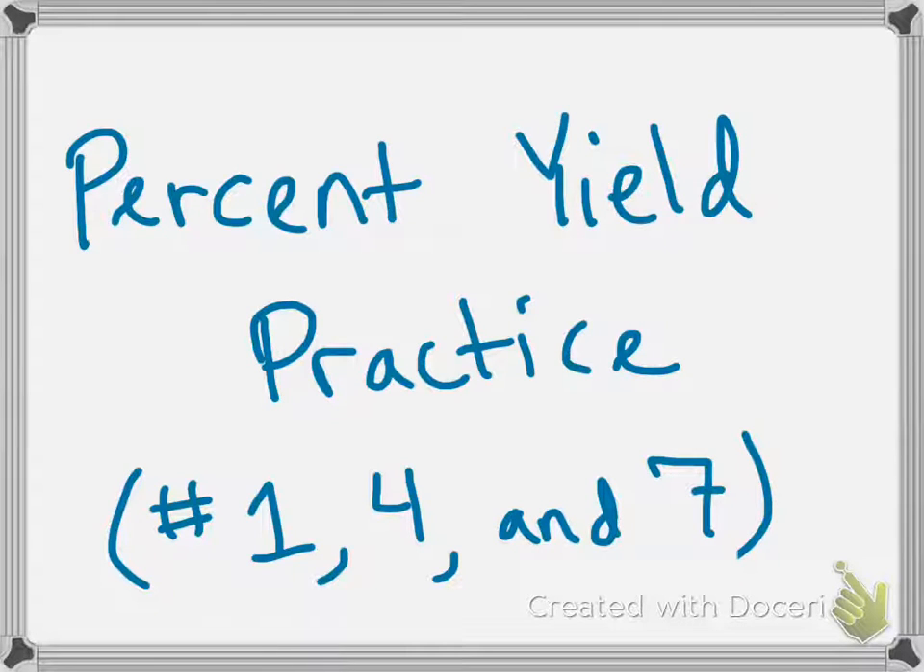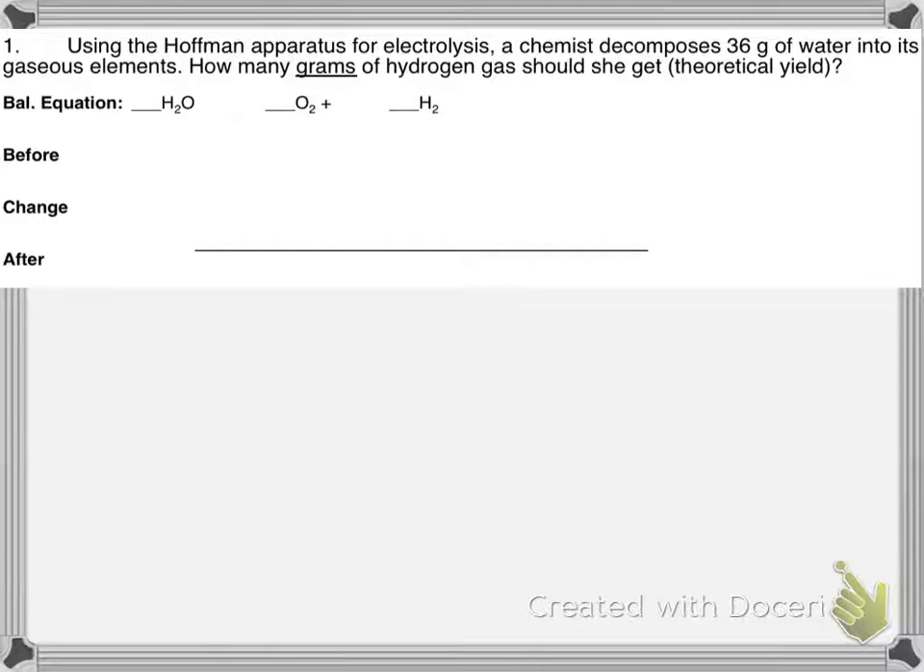In this video, we're going to go through some percent yield practice, numbers 1, 4, and 7 from the worksheet. So number 1 says, using the Hoffman apparatus for electrolysis, a chemist decomposes 36 grams of water into its gaseous elements. How many grams of hydrogen gas should she get, theoretical yield? So we're looking for the theoretical yield.